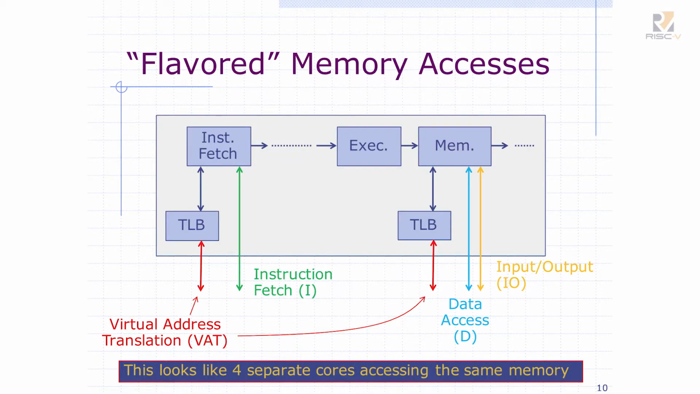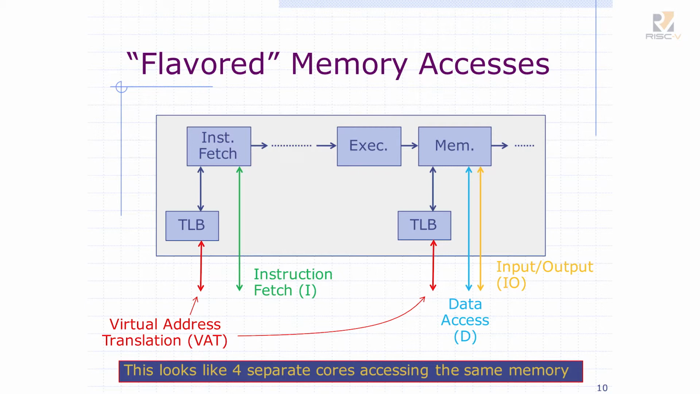So we're going to call those flavored memory accesses. Here's a subset of a simple processor pipeline. You have instruction fetch, which reads instructions to execute. You've got memory accesses, which load and store data from your data memory. The RISC-V ISA specifies a fence instruction between data accesses and input-output accesses, so that implies there's a separate flavor of memory accesses for inputs and outputs.